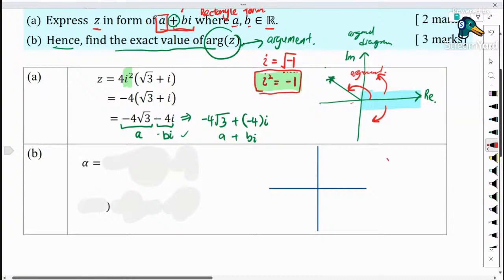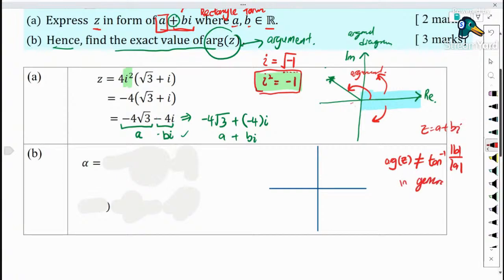One important piece of information to take note of: the argument of z is not the same as arctangent of modulus b over modulus a, where z equals a plus bi. It is not equal in general. In general they are not the same, but a lot of students have understood that they are the same. They are only the same in a specific situation, where the complex number is located in the first quadrant, where both a and b, the real and imaginary parts, are positive. Then only they are equal. So in general, they are not equal.